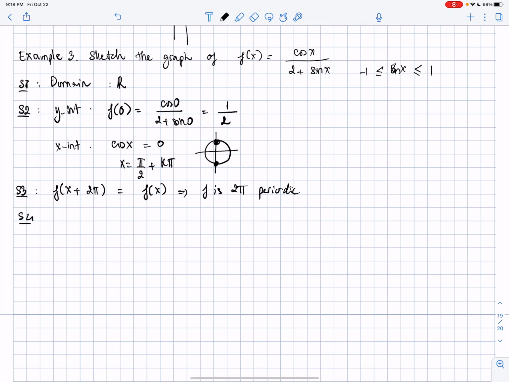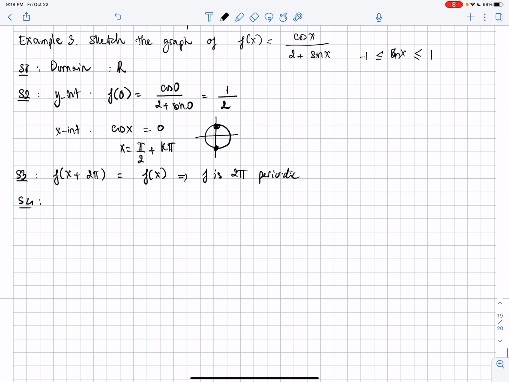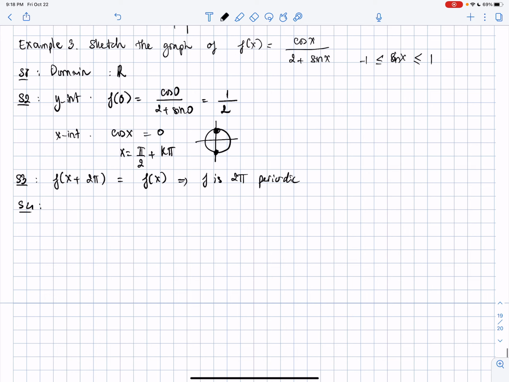Step number 4 is the asymptote. To find the vertical asymptote, we need to look for the value where the bottom equals 0, but we noticed before the bottom can never be 0, so no vertical asymptote. What about horizontal asymptote? If x approaches infinity, the y value does not approach any specific number, so no horizontal asymptote. So what we can say is no asymptote.